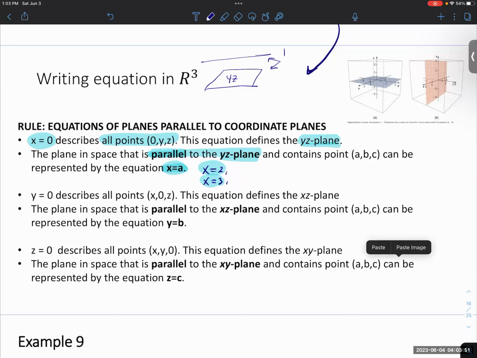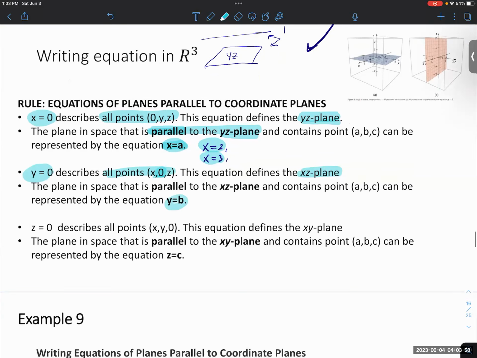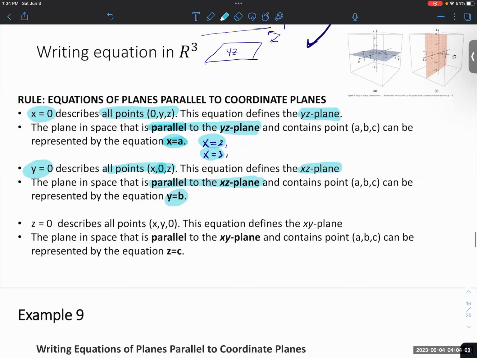Same thing: if you have y equal to 0, that means it is the xz plane. So whatever y equal to some number, it is going to be parallel to the xz plane. Last one, z equal to 0. It's the xy plane. That means z equal to whatever number is parallel to the xy plane. This is a very, very important valid statement. Very important statement. Okay, so think about it.